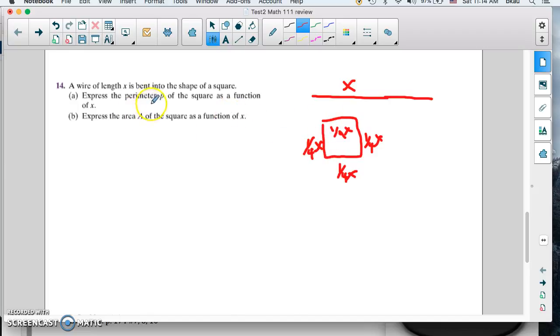It says express the perimeter of the square as a function of x. Well, we bend it around there. The perimeter is the distance around, so the perimeter is x, or it's 1/4 x added up 4 times.